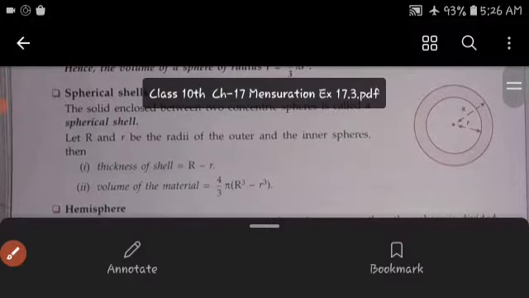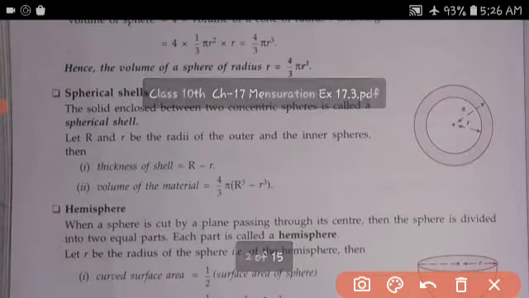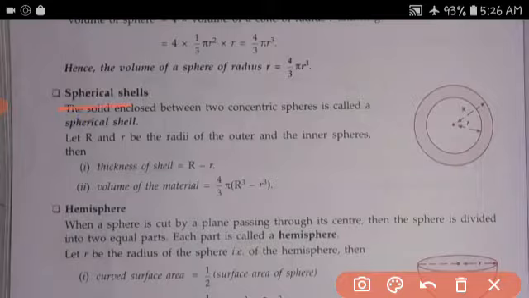Now spherical shell. The solid enclosed between two concentric spheres is called a spherical shell. Let capital R and small r be the radii of the outer and the inner sphere. Now the thickness of the shell is capital R minus small r, and the volume of the material is 4 by 3 pi bracket R cube minus small r cube.